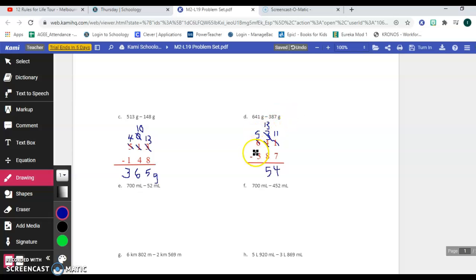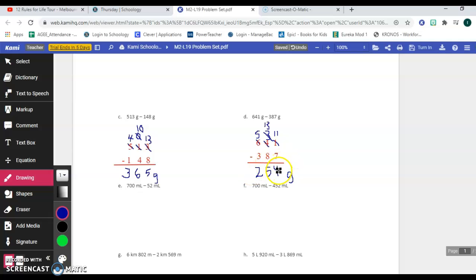I've got 500s minus 300s gives me 200s. Now I can just check how reasonable my answer is by rounding and estimating. So this is about 650. This is about 400. 650 minus 400 is going to be 250. And so here I see I'm near 250.